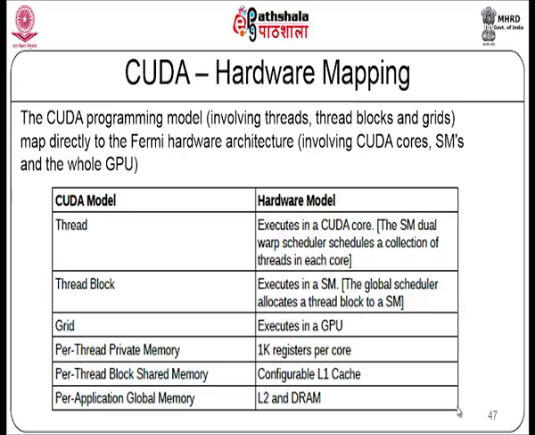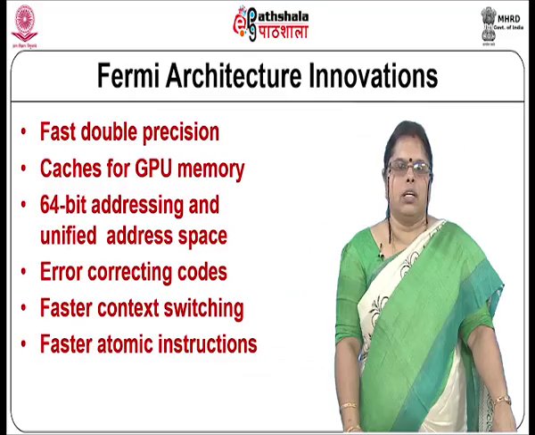A thread block executes in an SM. The global scheduler allocates a thread block to an SM. A grid executes in a GPU itself. The per-thread private memory is 1K registers per core. Per thread block shared memory is the configurable L1 cache, and per application the global memory is L2 and the DRAM. So, this is how a typical GPU's architecture is.